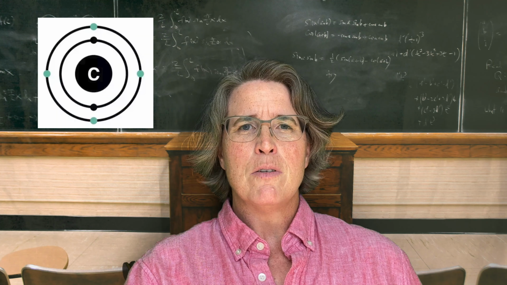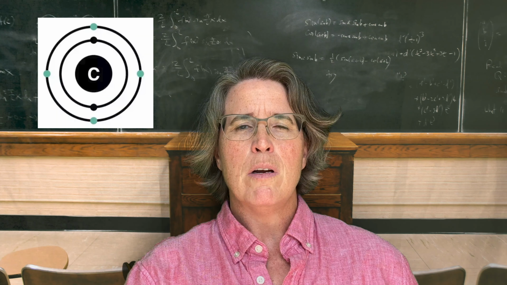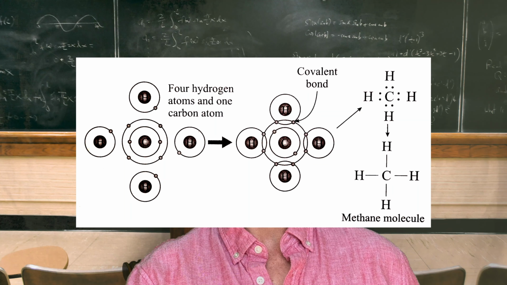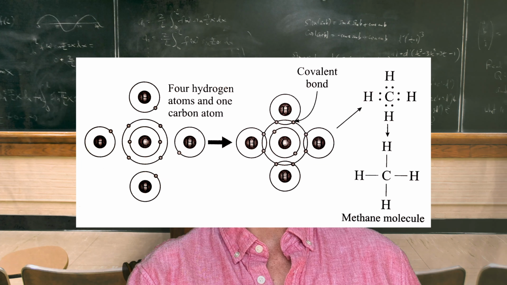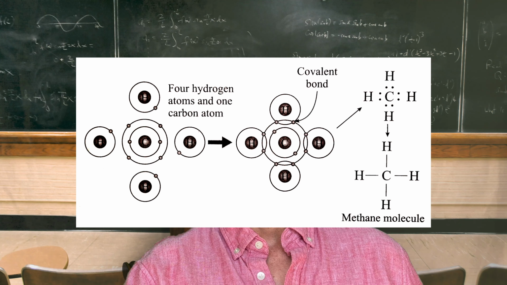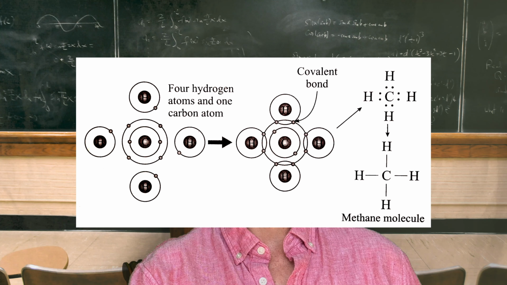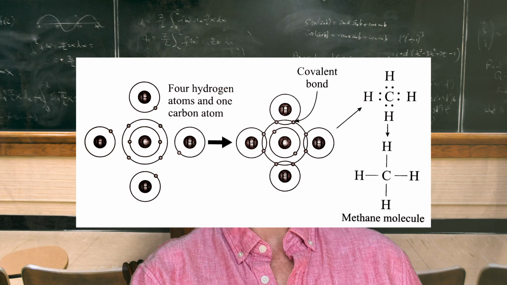Why is carbon so darn important? As we talked about earlier, it's because of its valence shell. The fact that it has those 4 open spots makes it amenable to bonding with other atoms, other elements. And its favorite partners in bonding are hydrogen, oxygen, and nitrogen.